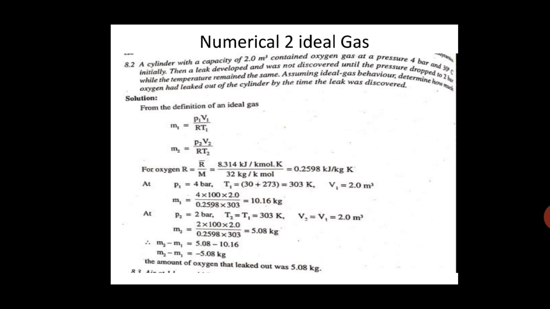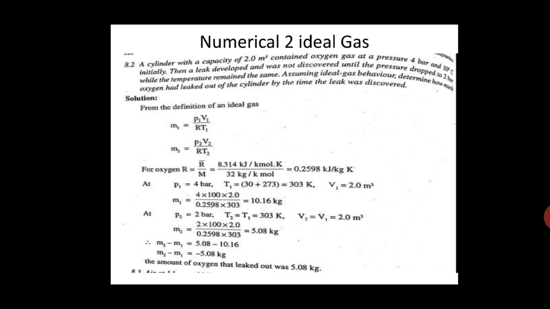So P is 2 into 100, into 2 meter cube volume, divided by R, that is 0.2598, into 303, that is T2, and you get mass as 5.08 kg. So mass of gas leakage is M1 minus M2, that is 10.16 minus 5.08, that is 5.08 kg of gas has leaked out.